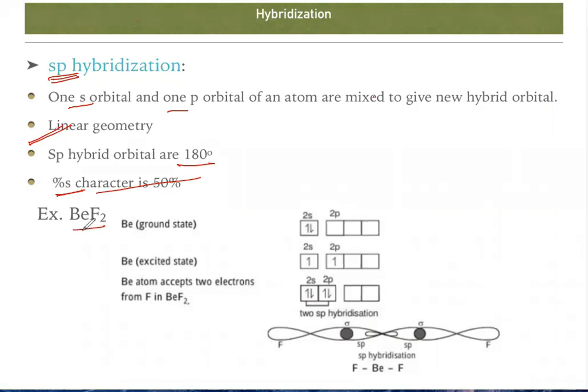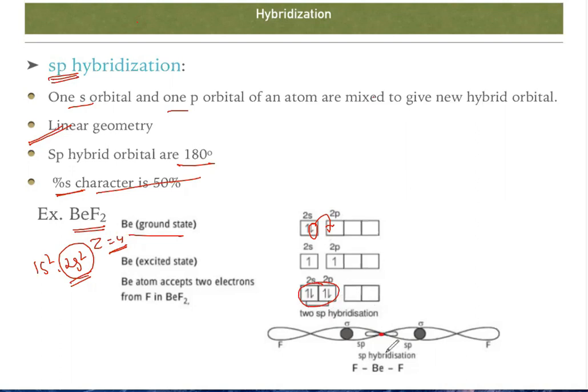Let's take the example of BeF2, beryllium. What is the atomic number of beryllium? That is 4. What is the electronic configuration? 1s2, 2s2. This 2s2 takes part in chemical bonding. In the ground state of beryllium, 1s is there, but that won't take part in the chemical bonding. So 2s and 2p will take part. Next will be the excited state, that means one electron will jump from 2s to 2p. So this 2s 2p will take part in the chemical bonding.